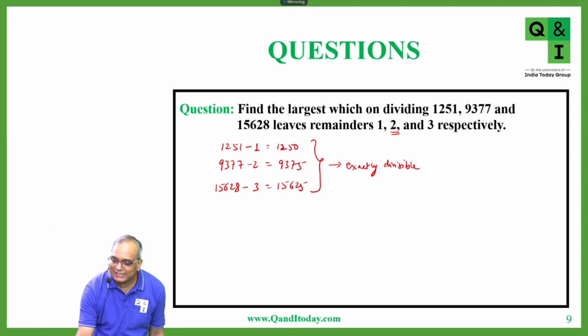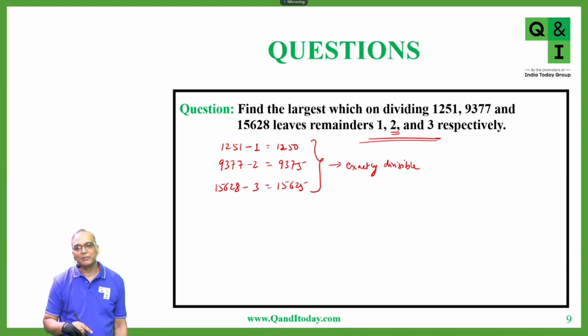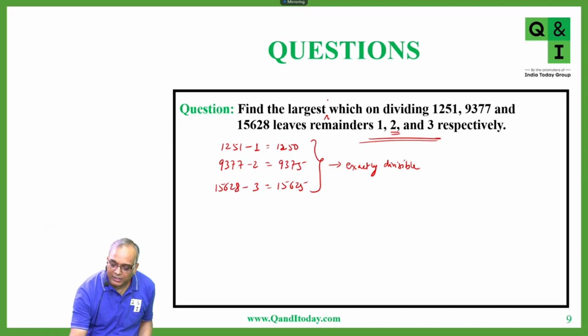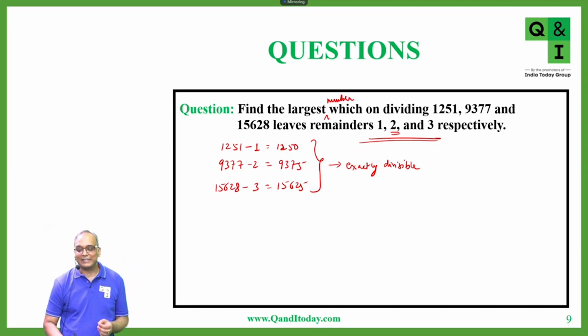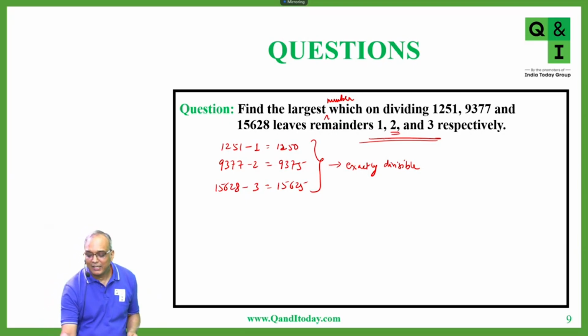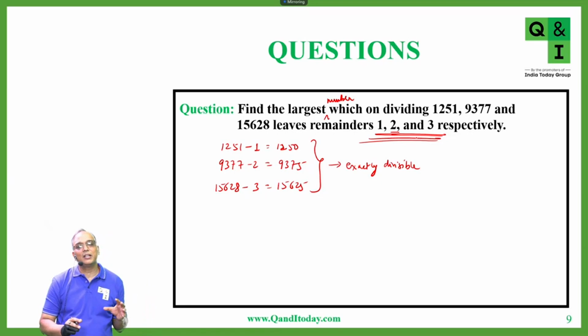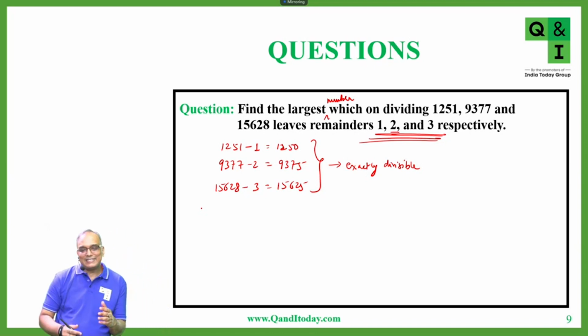Why will they be exactly divisible? Because I have subtracted the remainders from the actual numbers to get those numbers which are exactly divisible by the number which you have to find. So here you can find the largest number which on dividing 1251, 9377 and 15628 leaves remainder 1, 2 and 3. So I have subtracted the remainders from the numbers to get the numbers which are exactly divisible by that number. Now, the number which exactly divides these numbers, the largest number, would be the highest common factor.